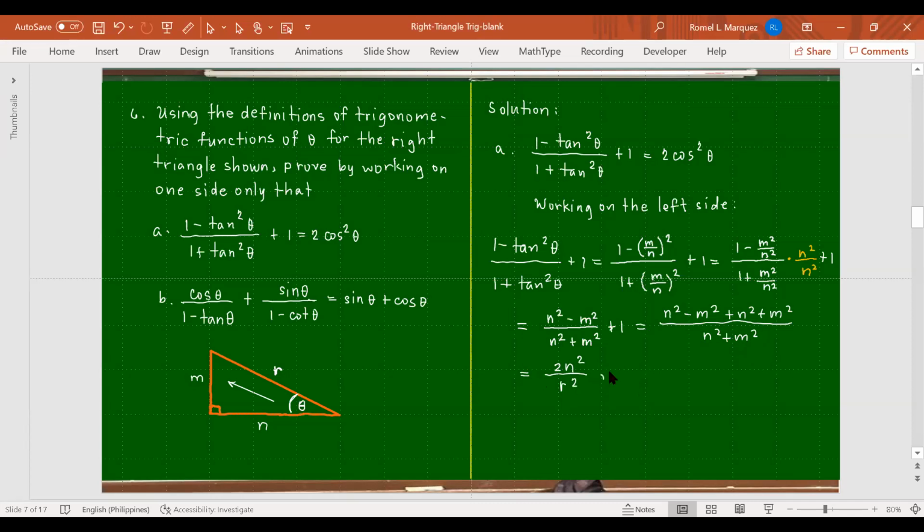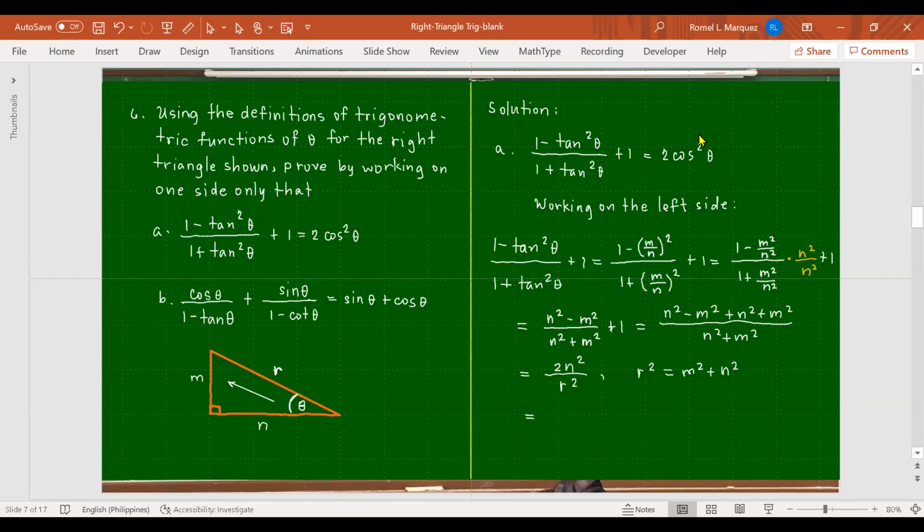Now, why is it that I can write n squared plus m squared as r squared, guys? Anyone? With the Pythagorean theorem. Because of the Pythagorean theorem, r squared is equal to m squared plus n squared, which is equal to the denominator. So the denominator can be written as r squared.